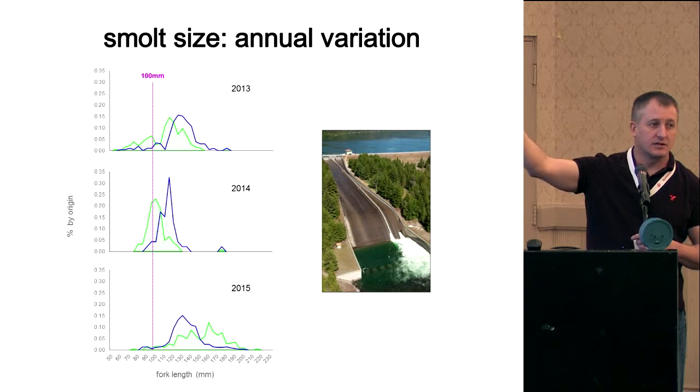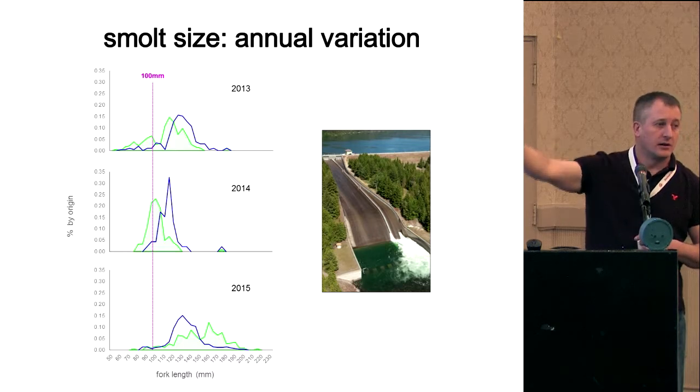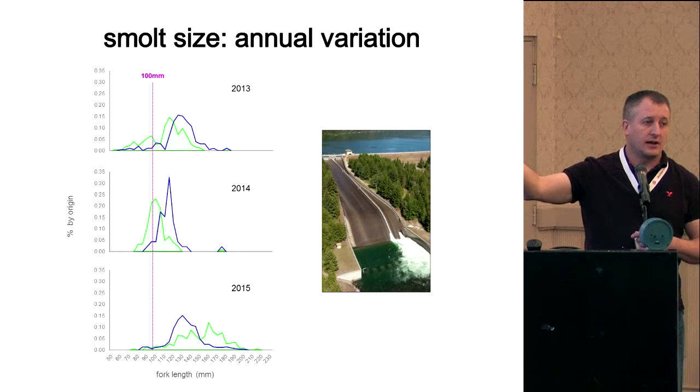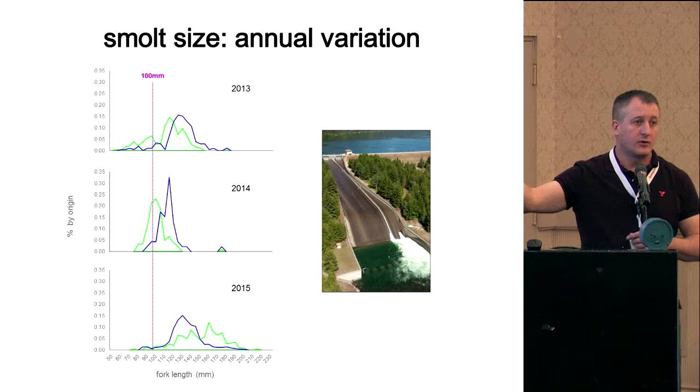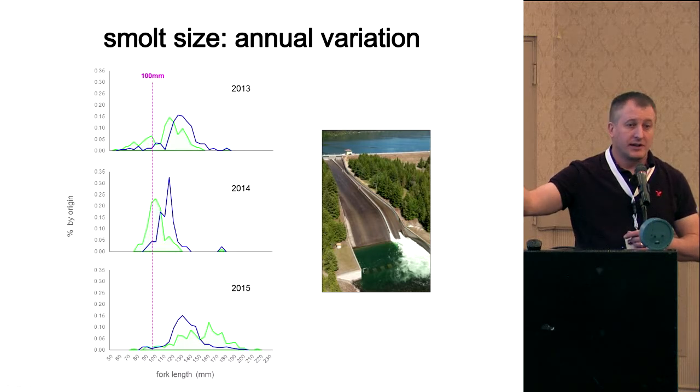Those smolts are considerably larger than the Sockeye fish coming out. And yet, if you look at that 100 millimeter line that's going up there, in both of those natal stocks, the average fork length of an out-migrating smolt is somewhere between 87 and 93 millimeters. And about 93 to 95% of the out-migrants from both of those natal stocks are 1-year-olds.